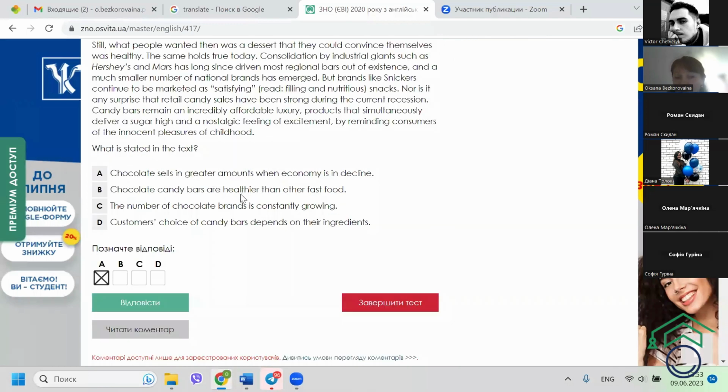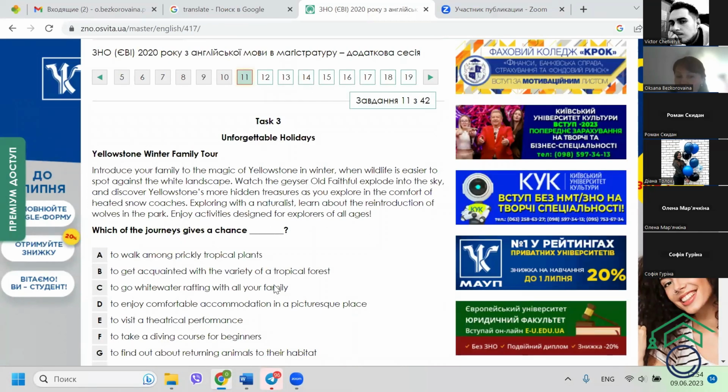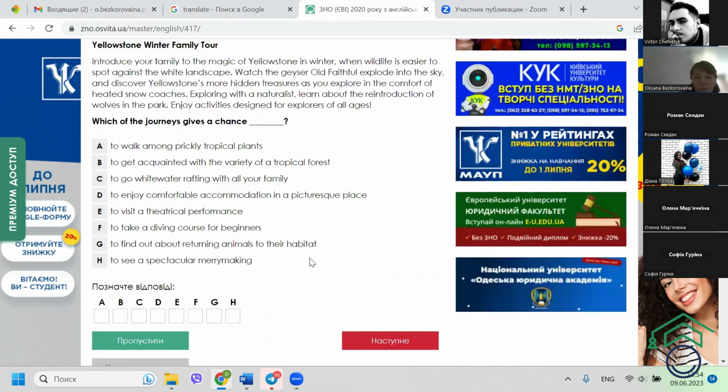Так, тобто будьмо уважні до питань, які стосуються всього тексту. The answer might be at the beginning of the text, as well as in the middle of the text and at the end, yeah? So we should be attentive.